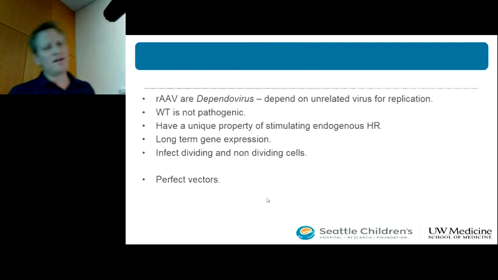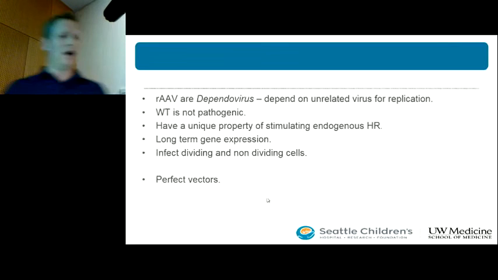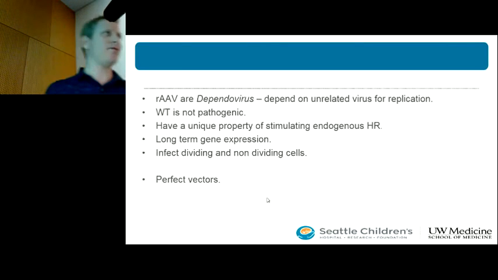Why do people like AAV, if you hear the name in general? Because they are dependent, which means they depend on other viruses to replicate themselves. By themselves, they can't replicate in the cell, so they need the help of another virus, usually adenovirus or herpes virus, to replicate themselves. So, safety point.